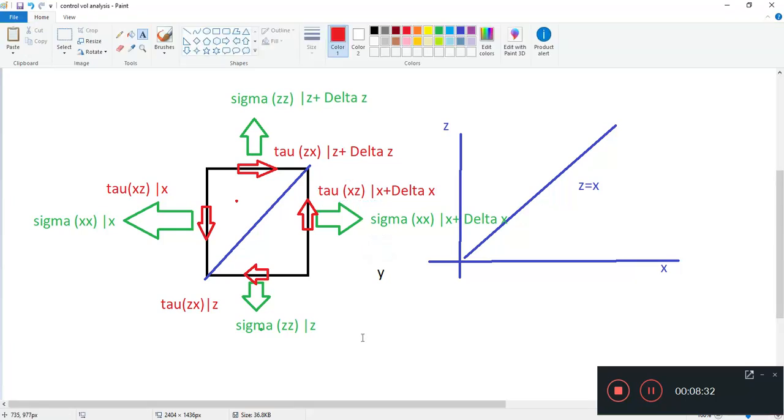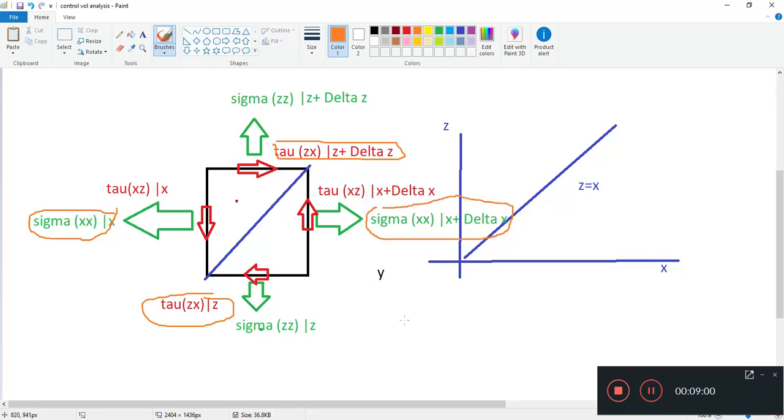Now, which are the forces that are acting in the x direction? Let's circle them out. 1, 2, 3, and 4. Right? So 1, 2, 3, and 4. Okay? These are the stresses acting this way.